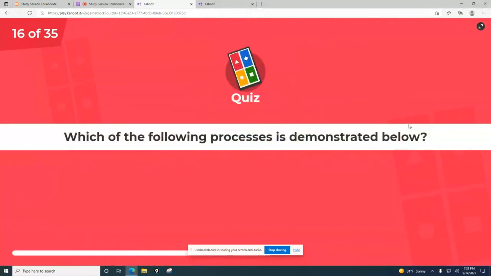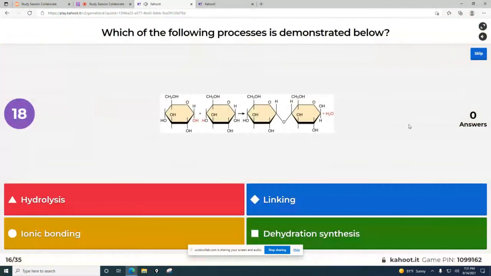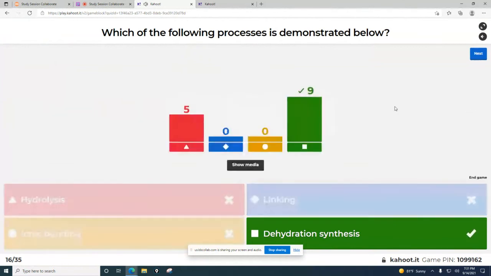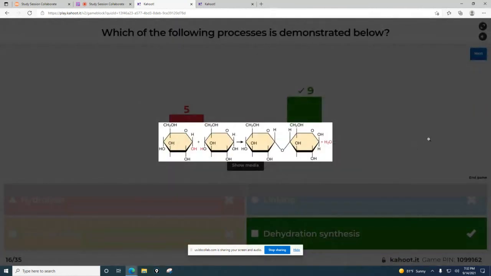Okay. Which of the following processes is demonstrated below? So in this photo right here. Okay. So what I noticed here is that nobody clicked linking or ionic bonding. That's good. So we realized that hydrolysis and dehydration synthesis are the 2 big processes that we need to know. So who can tell me why it was dehydration synthesis?